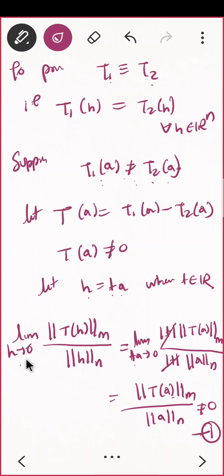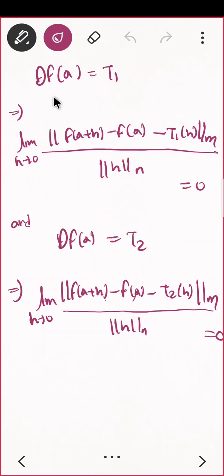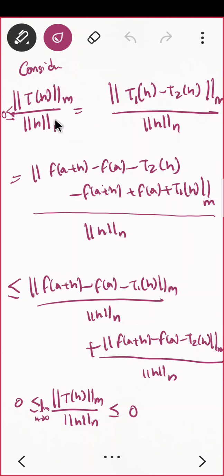So this will be the limit as t tends to 0. This limit depends only on a, and T of a is already non-zero. So I have this whole term as non-zero. Now the same thing I will find out by using the definition of the total derivative: df of a T1 this, df of a T2 this. Then let us consider this thing which we needed. This is already greater than 0, so 0 is a lower bound for this. Add and subtract f of a plus h minus f of a, and that's it.